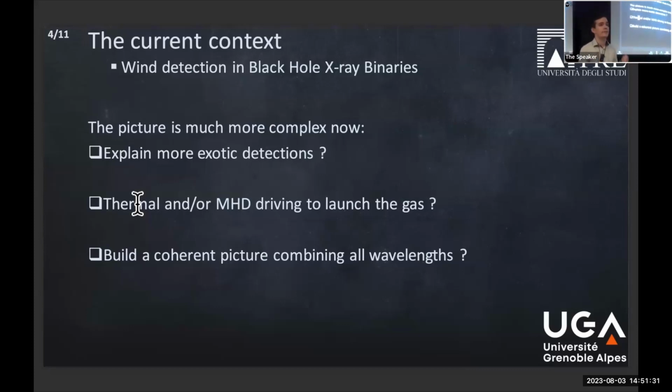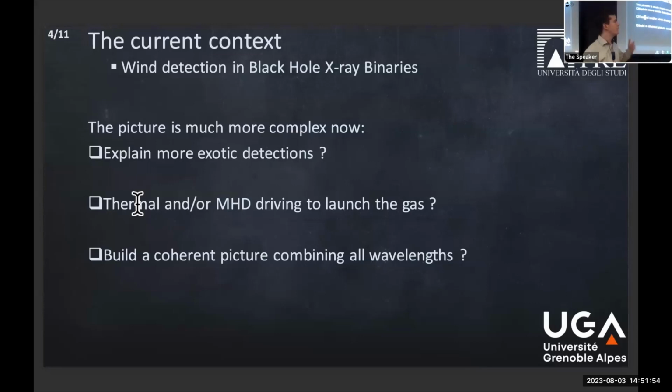We have now detections in the hard state. We have detections in low inclination sources. We have detections at very high blueshift. How do they fit with the first picture? It's hard to say. We still do not know if thermal or MHD are the processes driving the wind. The main issue is that with the current high resolution X-ray spectroscopy instruments, we are not able at all to distinguish between the two because we are not able to resolve the tail that we expect for MHD driving.